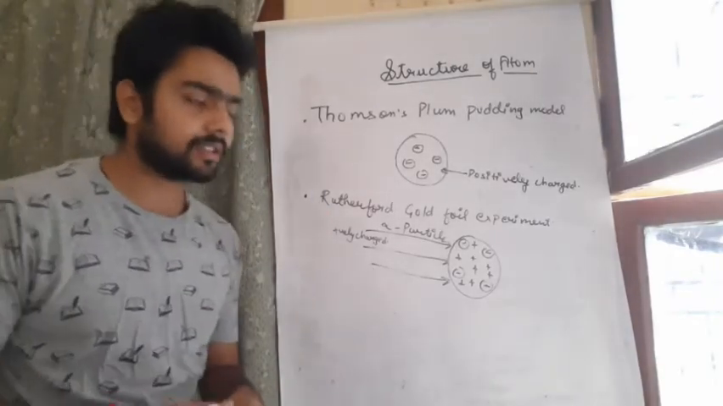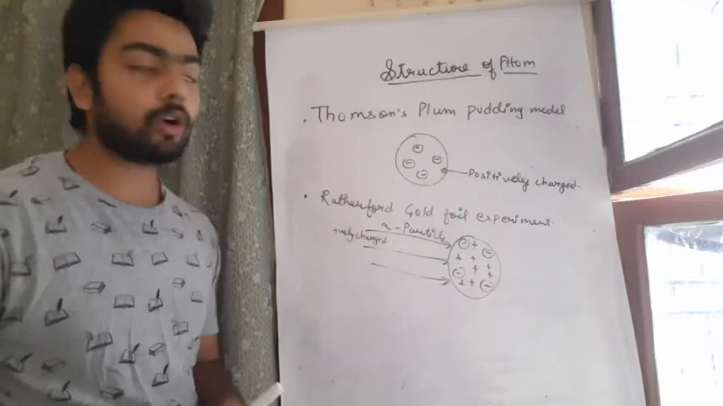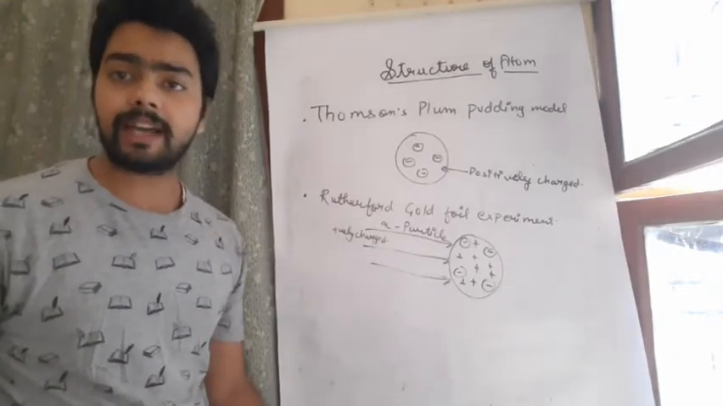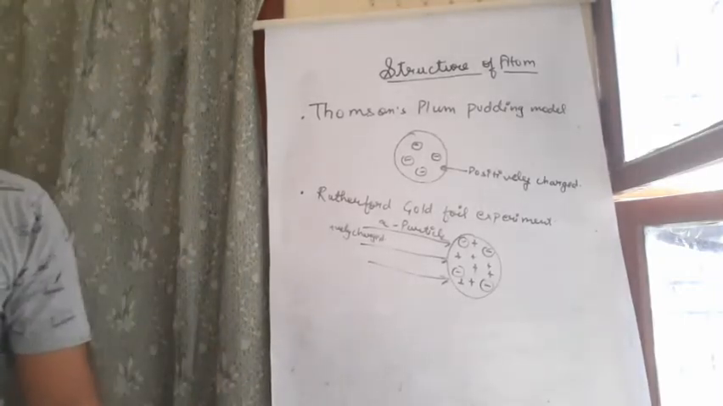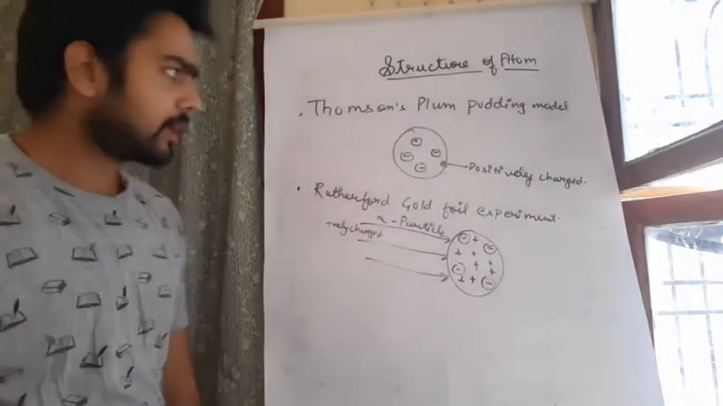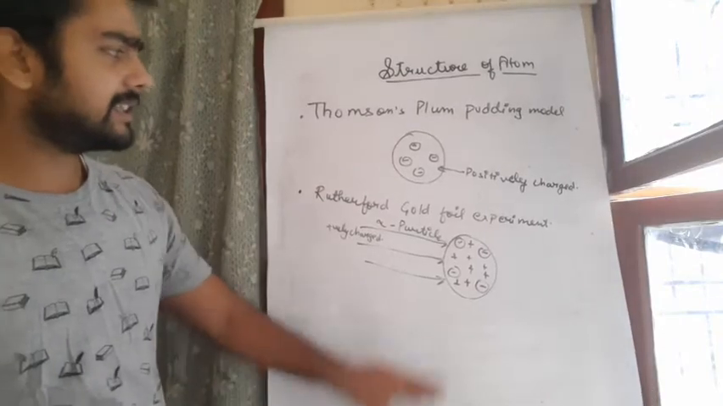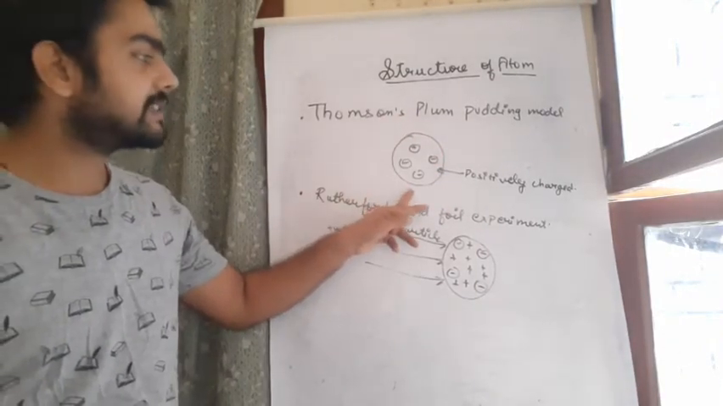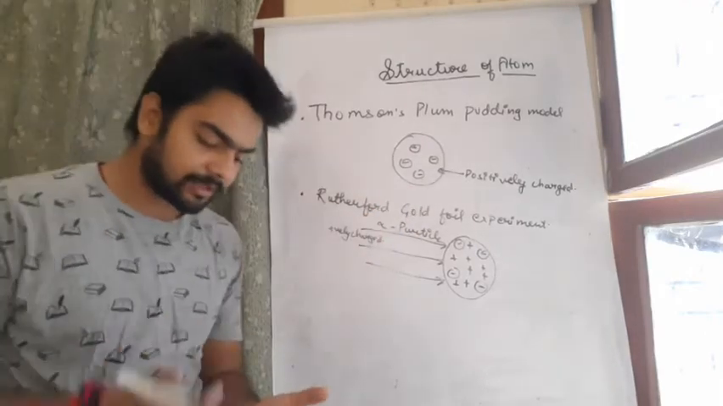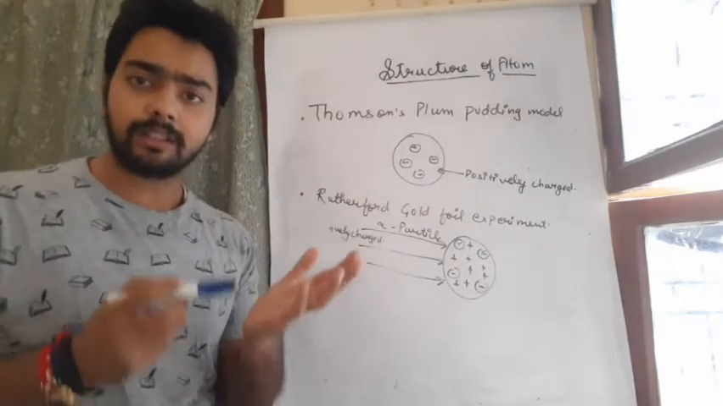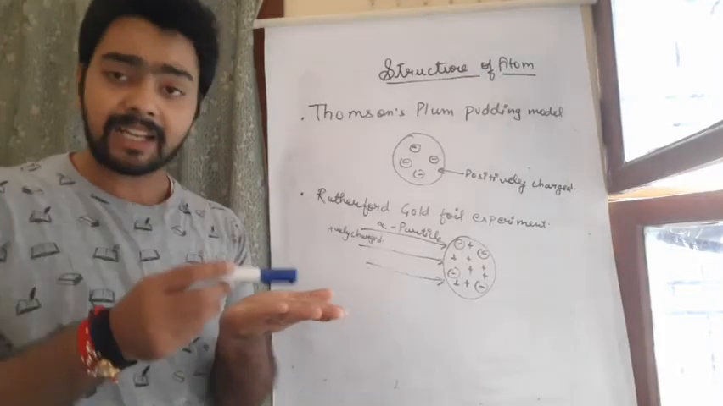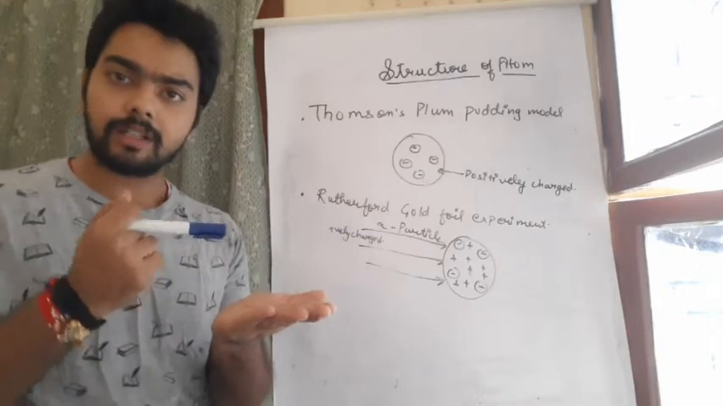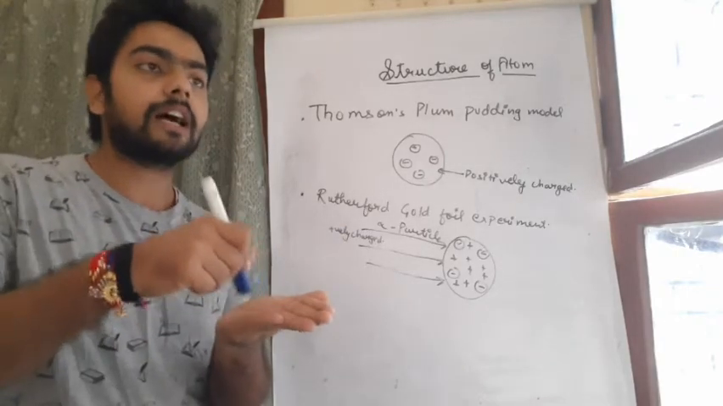So the first arrangement was proposed by Thomson. It was known as Thomson plum pudding model, or you can name it as apple pie model, or you can also say watermelon model. According to this model, as you can see here, we have a positively charged plate and the negative charge is embedded on it. That means, according to Thomson, we have a plate like apple pie. The base is all made up of positive charge and the negative charges are embedded on it.